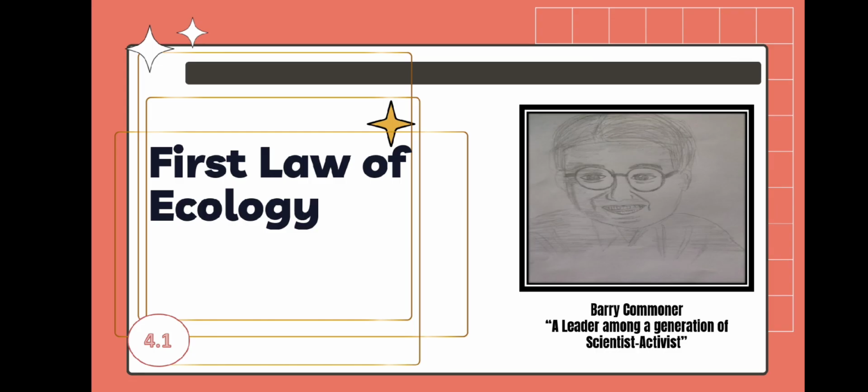Before I start with the first law of ecology, let us first know who is Barry Commoner and what is his role in ecology. Barry Commoner is a leader among a generation of scientists, activists, and possibly the greatest environmentalist of the 20th century. He is credited as the founder of the modern environmental movement, and Commoner is best known for his 4 laws of ecology, which he outlined in the first chapter of The Closing Circle.